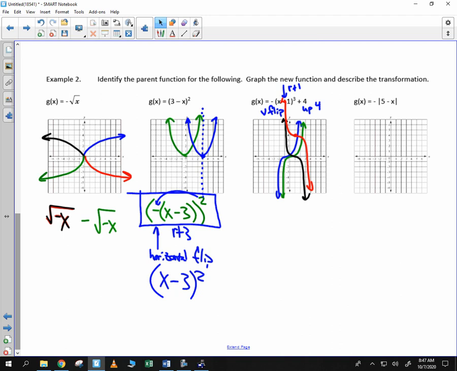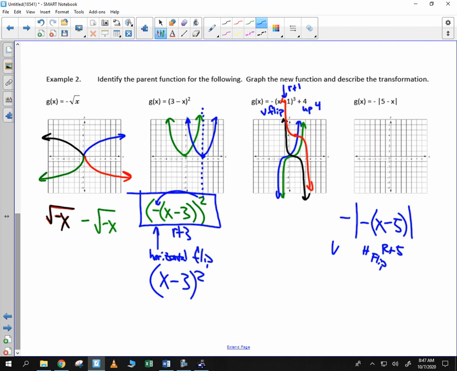Then the final one that we have, g of x is equal to negative 5 minus x. Again, I'm going to raise negative, absolute value negative, because I'm going to factor out that negative, so x minus 5. And so what you can see is we're going to go right 5, and we're going to horizontal flip about that axis of rotation, and then finally we have a vertical flip.